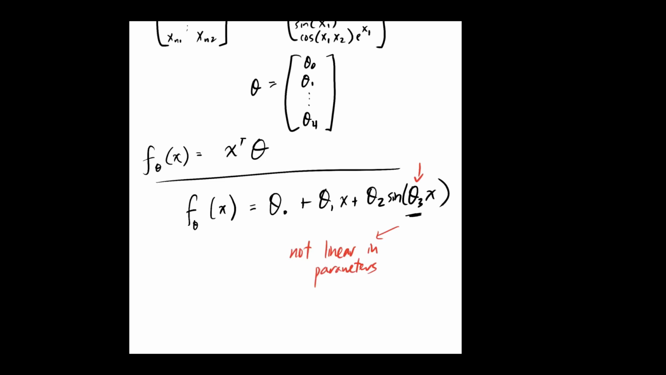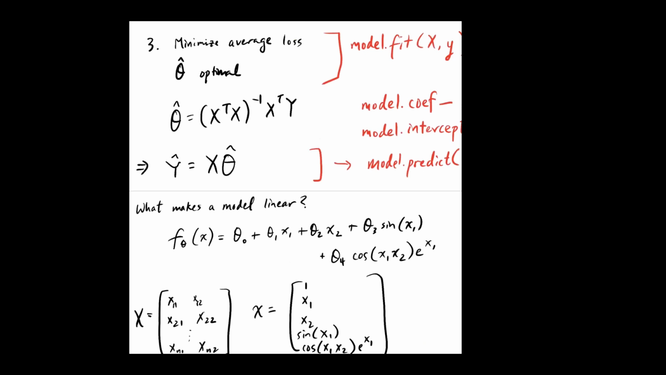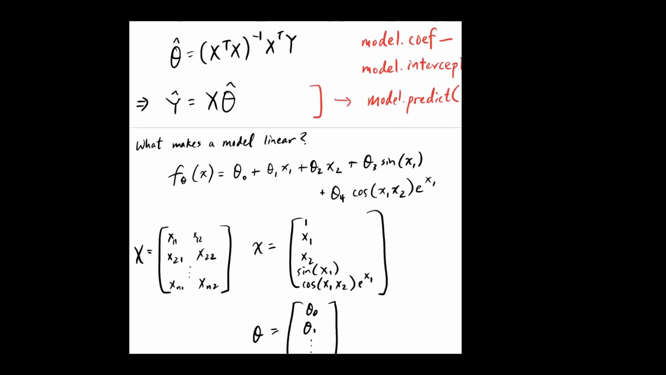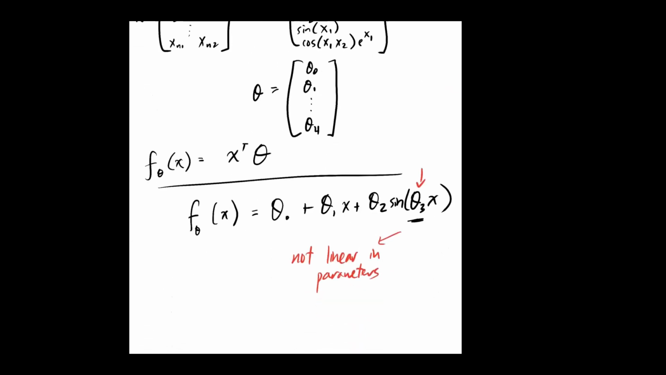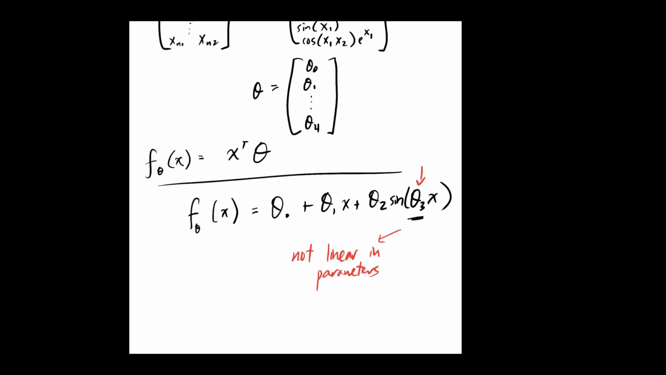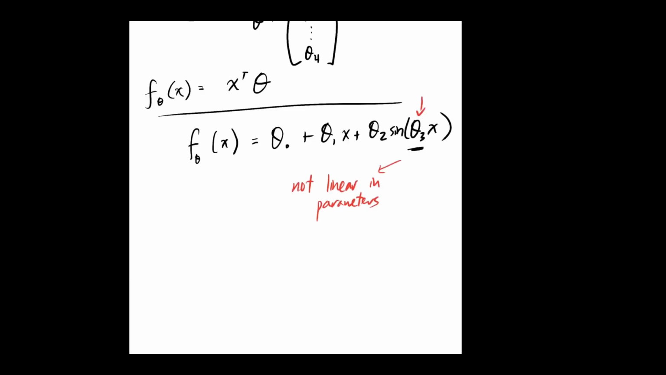And so you can't say your model is x times some theta vector. But it's still a model. You can still use it for things. It's just not linear. So you can't use the normal equations to solve for the optimal parameters. Nor can you use scikit-learn's linear regression. But it's still a model, just not linear. Glad you asked that question.